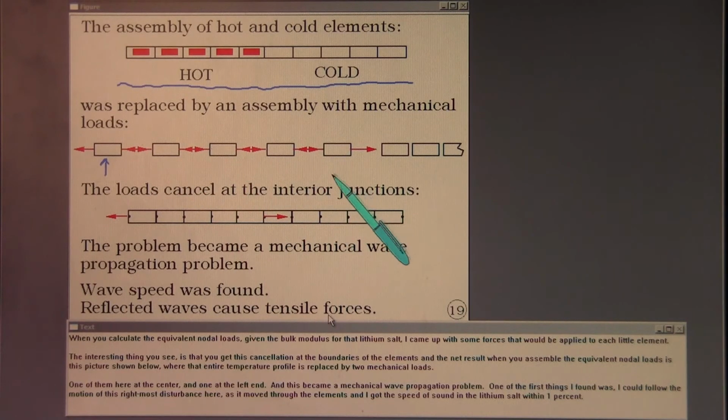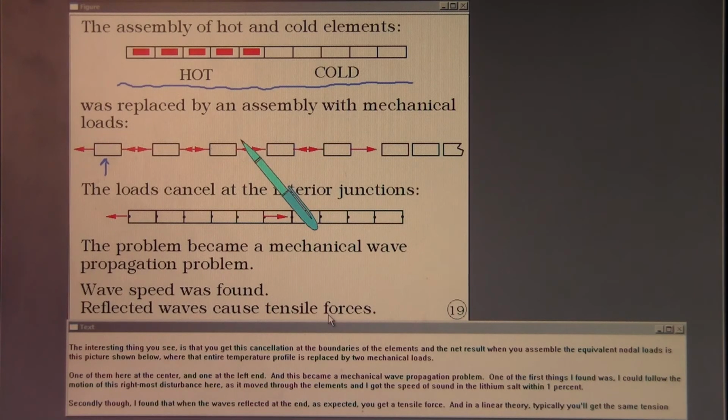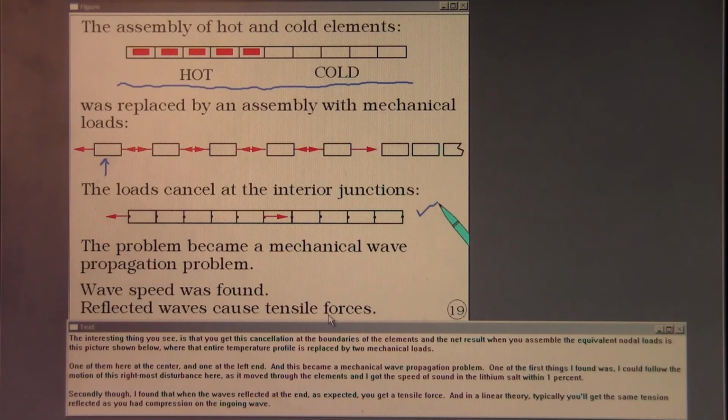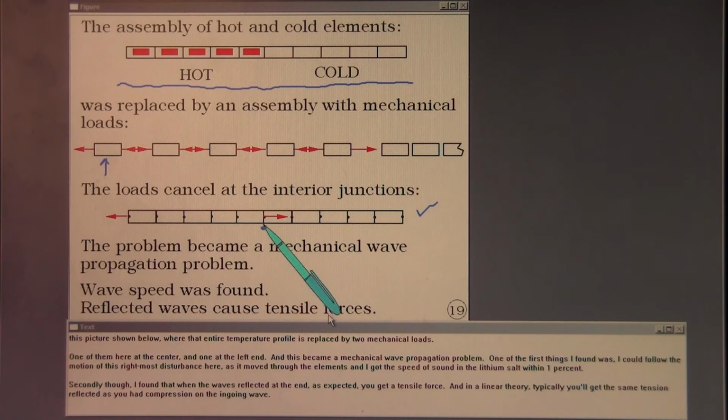The interesting thing you see is that you get this cancellation at the boundaries of the elements. And the net result when you assemble the equivalent nodal loads is this picture shown below, where that entire temperature profile is replaced by 2 mechanical loads, one of them here at the center and one at the left end. And then this became a mechanical wave propagation problem.